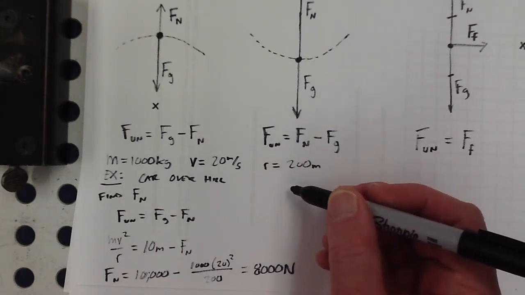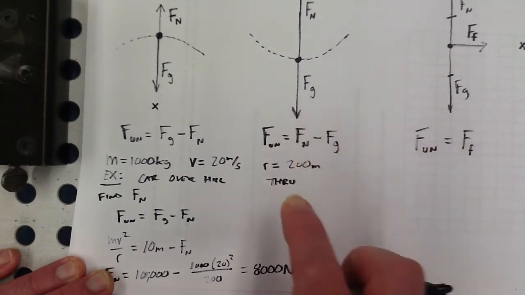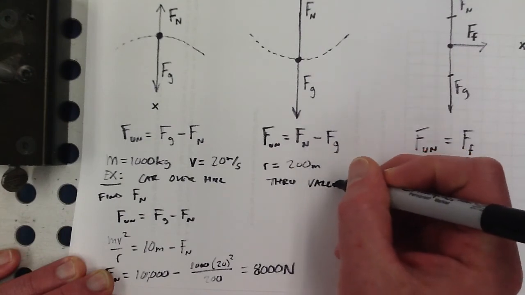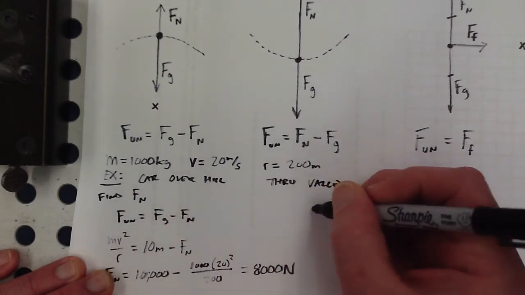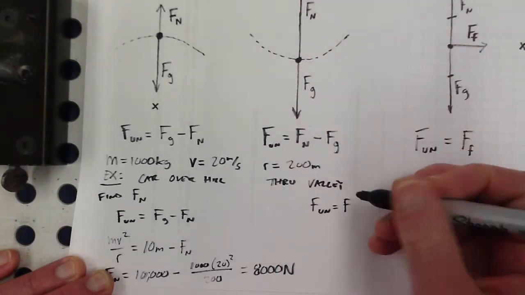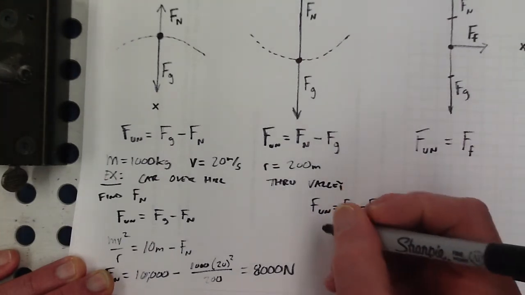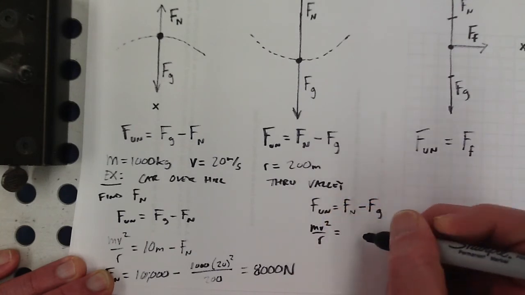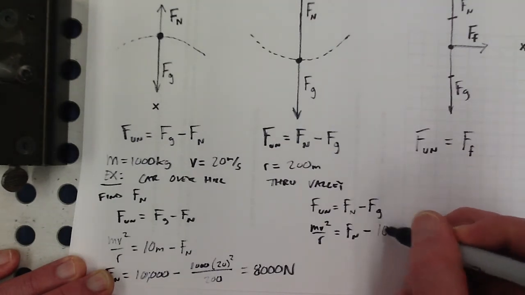Now, what about if you're going through the valley? Well, if you're going through the valley, then unbalanced force is equal to, now the support force is winning because that's where the center of the circle is, up. So mv squared over r is equal to the normal force minus 10 times m.